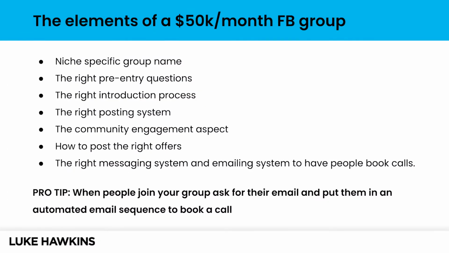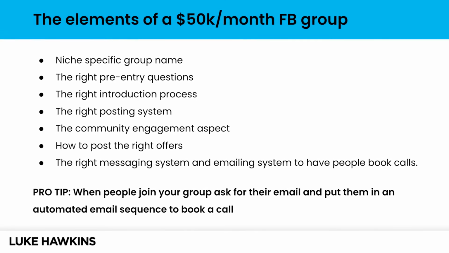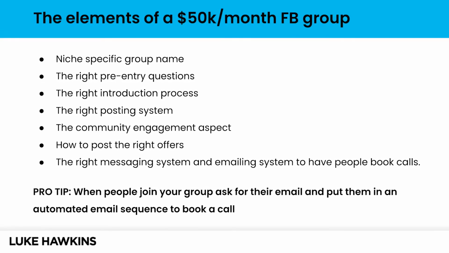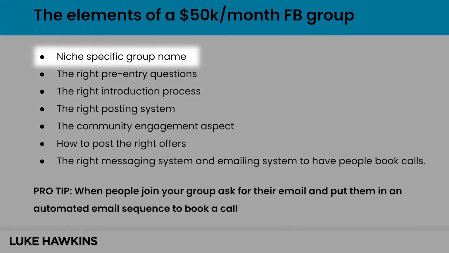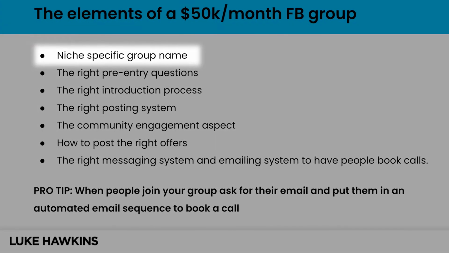Now, there are certain elements of a 50K per month Facebook group, and you'll see this come up on the video as well, which shows you all the different elements. So here's the first element: you need a niche specific group name. It can't just be a group for people that want to be the best version of themselves. It can't just be a general group on how to feel good, right? Whatever it may be, how to be your best self. It's too general. You need a niche specific group name, right?